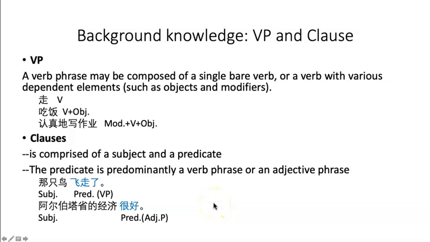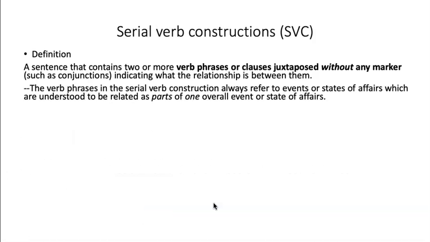After explaining what a verb phrase is and what a clause is, let's look at the definition of serial verb construction. A sentence that contains 2 or more verb phrases or clauses juxtaposed without any marker, such as conjunctions, indicating what the relationship is between them. Such a sentence is called a serial verb construction.